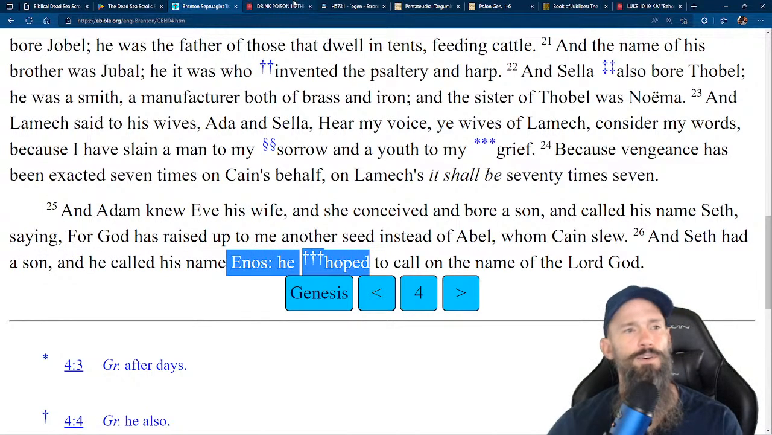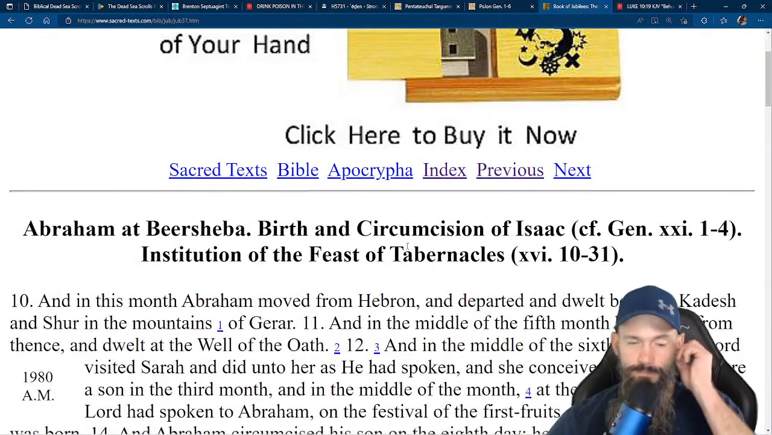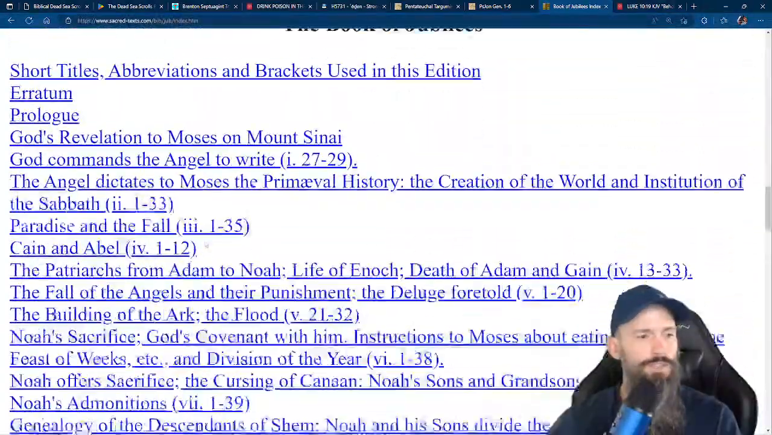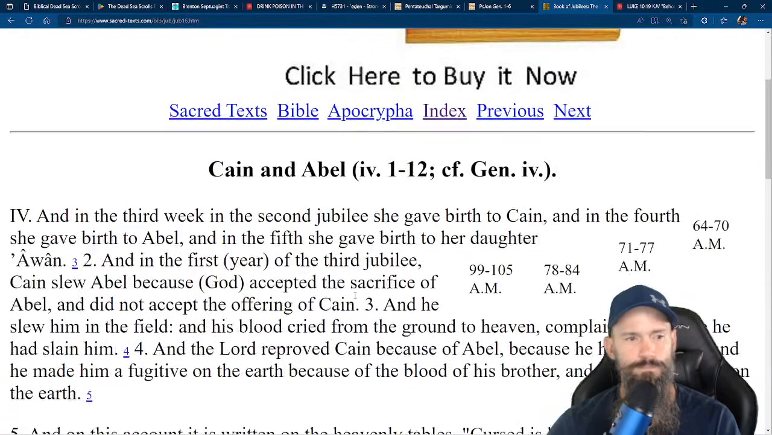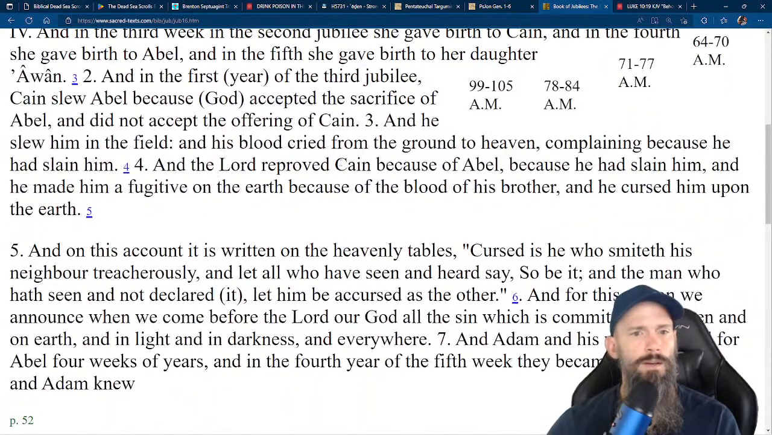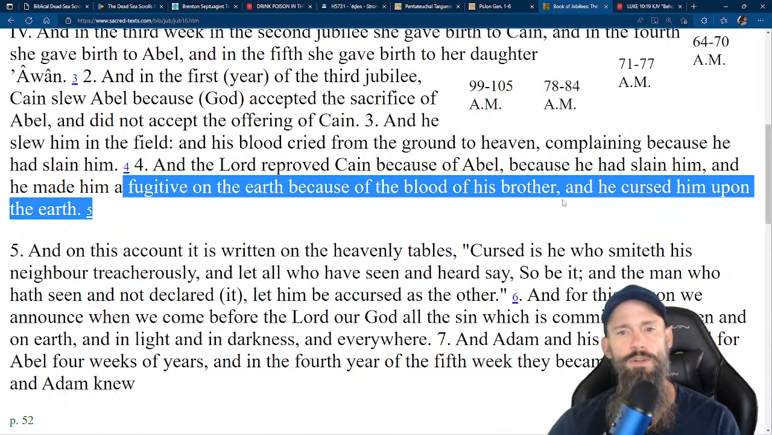He hoped to call on the name of Yahuwah. And they did call on the name of Yahuwah. If you go to Jubilees, Cain and Abel, chapter 4, made him a fugitive on the earth because of the blood of his brother, and he cursed him.